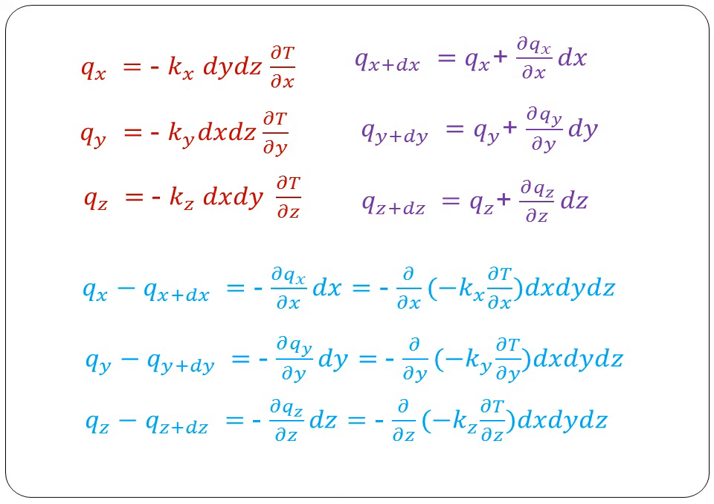Similarly, you have an expression for Qy minus Qy plus dy, which is net heat conducted in y direction as del by del y Ky del T by del y into dx dy dz, and for z direction it is Qz minus Qz plus dz, and that is del by del z Kz del T by del z into dx dy dz. So, this is the net heat conducted through the element in x, y and z direction.